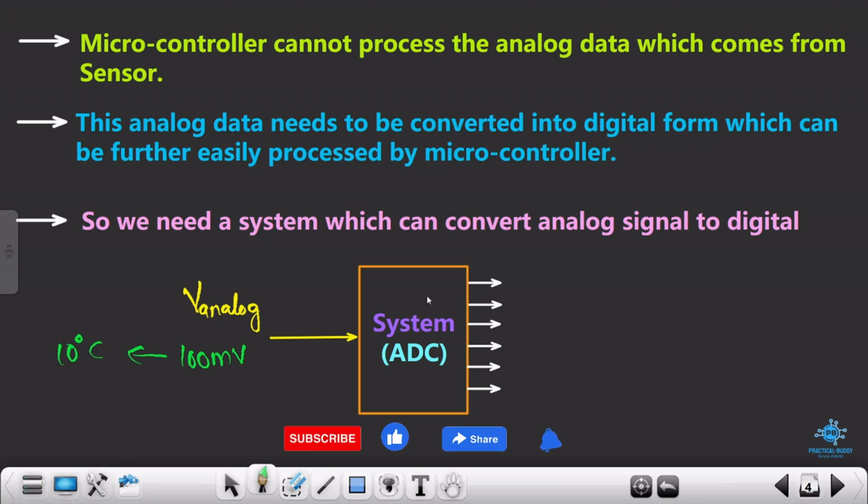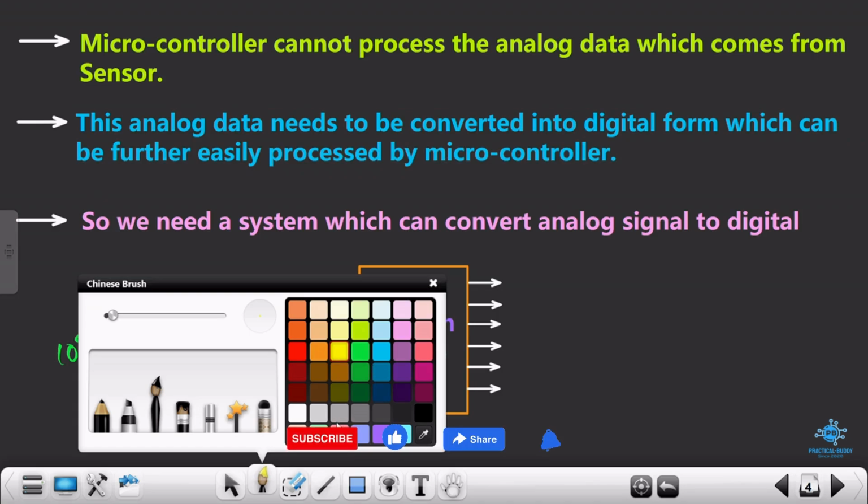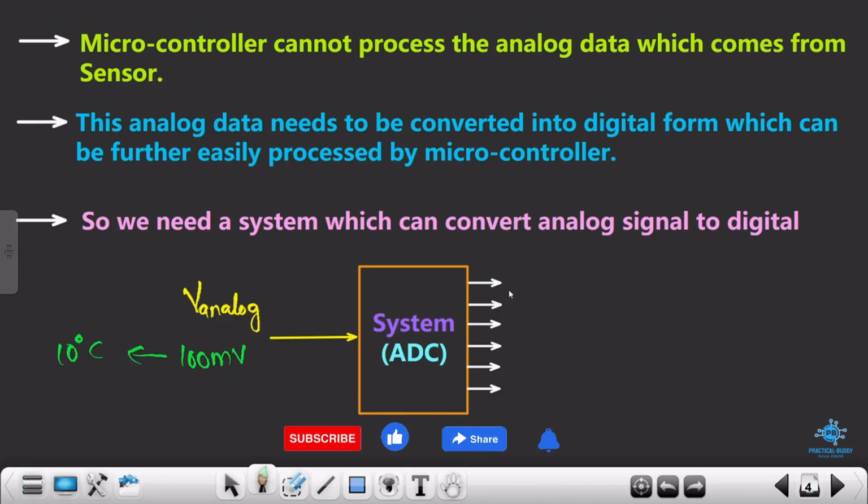This 100 millivolts needs to be converted into some digital data, and that conversion is done by this system, the ADC. So instead of 100 millivolts, the ADC will now give certain digital data. I'm just writing a rough value, 1 0 0 1, something like that. Basically this ADC will provide 1s and 0s at its output side, so it is pretty easy to store these 1s and 0s. After storing that, we can process this data, and that is the task of the controller.